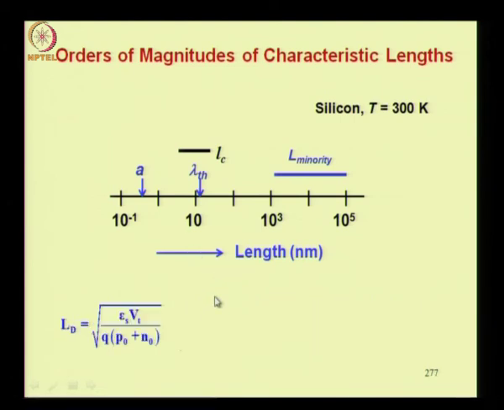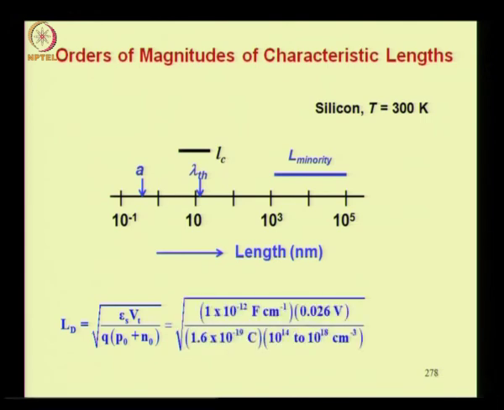Let us look at the Debye length, which is the square root of epsilon s Vt by q times p naught plus n naught. Putting down the values for silicon and using a doping range of 10 power 14 to 10 power 18, it really does not matter whether it is n type or p type, because if it is n type then n naught will dominate over p naught, and if it is p type, p naught will dominate over n naught. So this results in a range of 4 to 400 nanometers, and that is shown here.